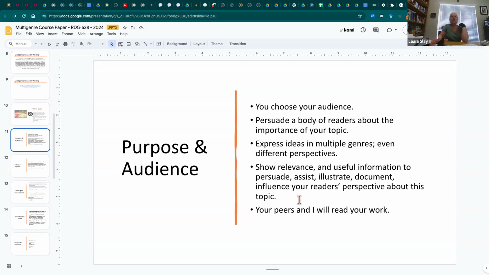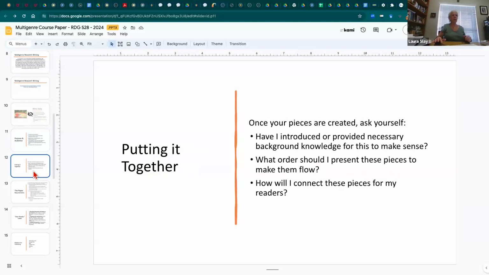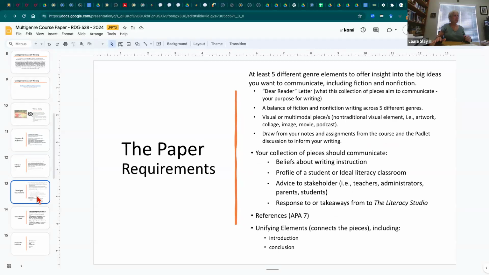You're to show relevance and useful information to persuade, assist, illustrate, and document or influence your reader's perspective about your topic. And your peers and I will read your work. I'm going to post it for all of us. Let's skip that slide. So let's look at something more specific.